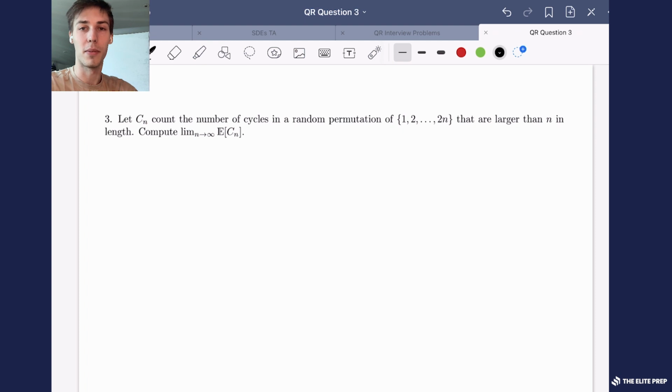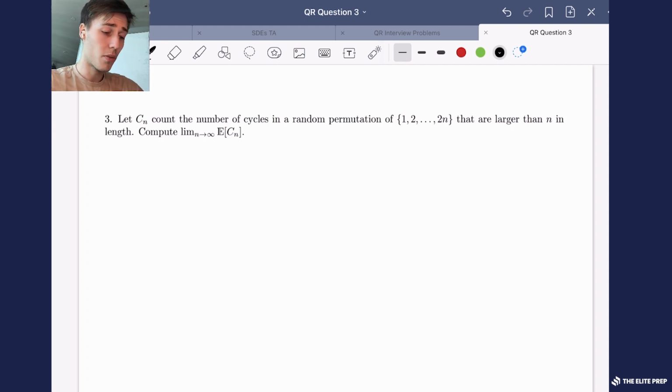Today I'm going to be continuing with the series where I tackle quantitative research interview problems. The problem that we're going to be tackling today is the following. Let Cn count the number of cycles in a random permutation of 1 through to 2n that are larger than n in length. Compute the limit as n tends to infinity of the expectation of Cn.